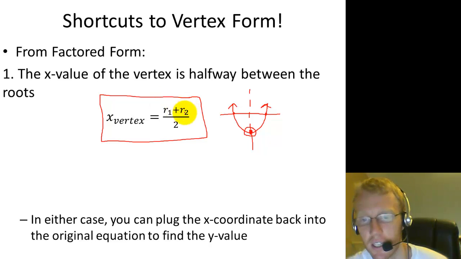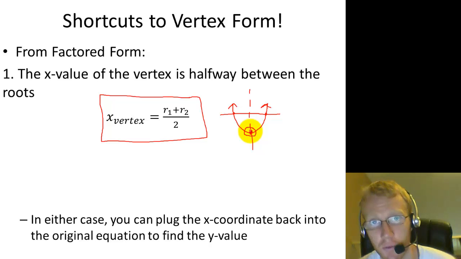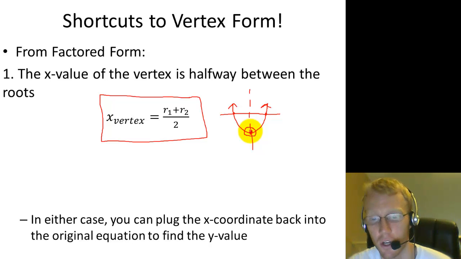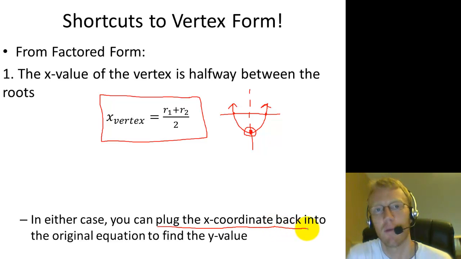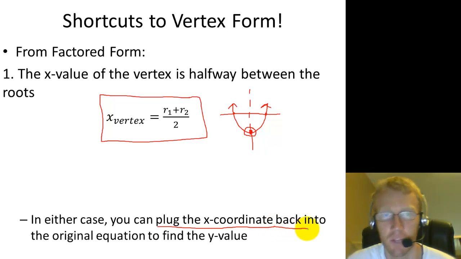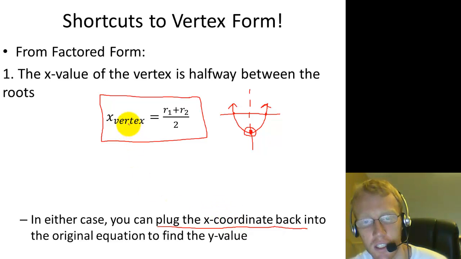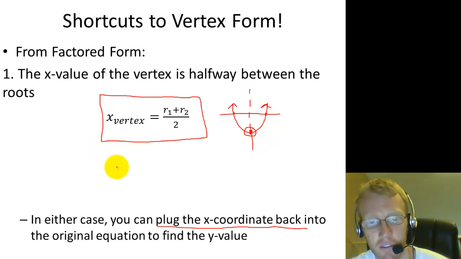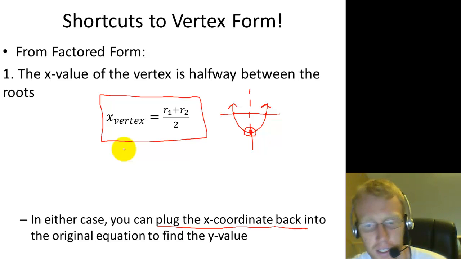Just take the two roots, add them together and divide by 2, which is the average, and that'll tell you the x-coordinate. And now in general, once you have the x-coordinate, if you want to find the y-coordinate, all you have to do is plug the x-coordinate back into the original equation. Remember back when we were solving systems of equations, as soon as you found one variable, you could plug it back into the equation to find the other one. This is the same way. Once you know the x-coordinate of the vertex, plug it into the original equation and solve for y, and you'll have the entire vertex. And then once you have the vertex, you might be done, or you might need to write the equation in vertex form, and you can just do that using the vertex.